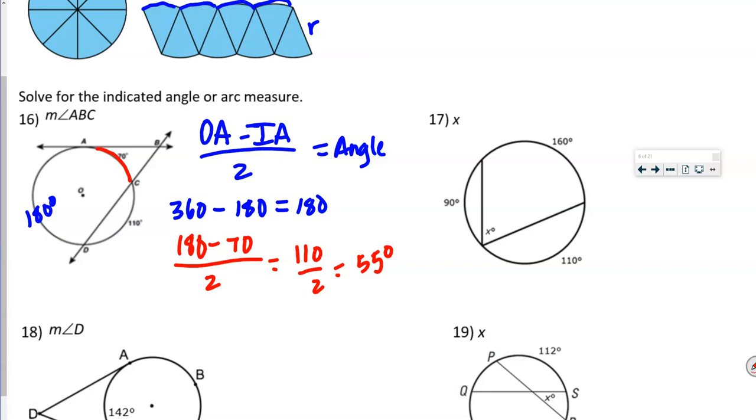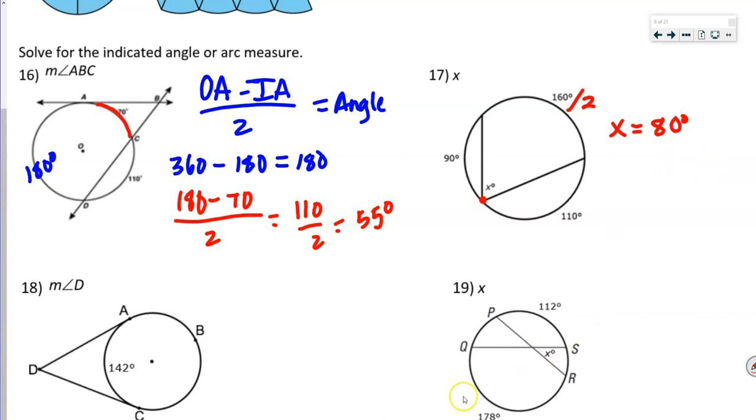So our next one, number 17, if you recall, whenever the angle is on the circle, this is what we call an intercepted arc. We just have to take the arc and divide it by 2 to get the angle. So angle X is going to be 160 divided by 2, which is 80 degrees.